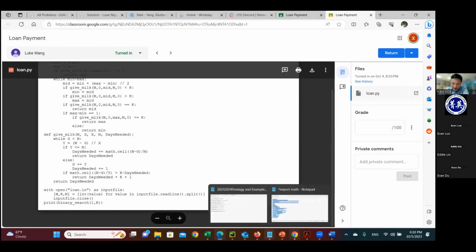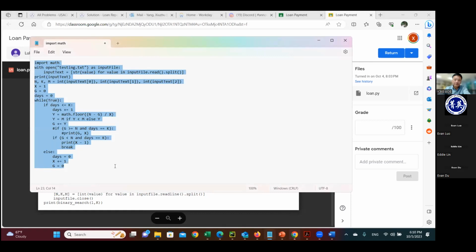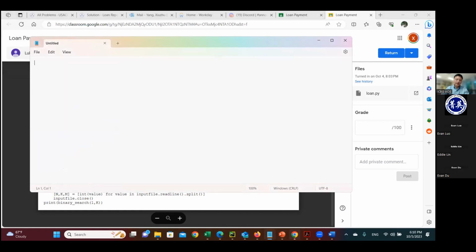Let me use the example. N is the milk you owe. K is the days you need to pay back. M is the minimum, right? So the largest X cannot be larger than N divided by M. N divided by M is how many days you need.